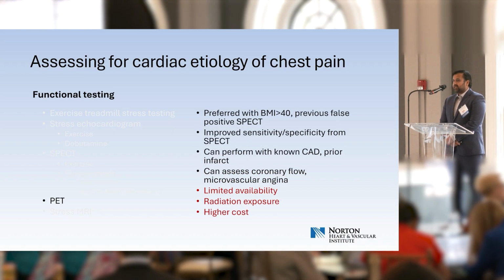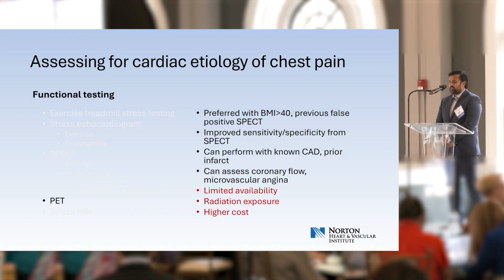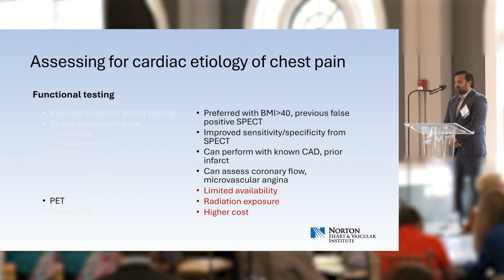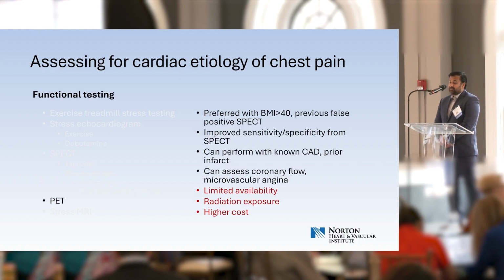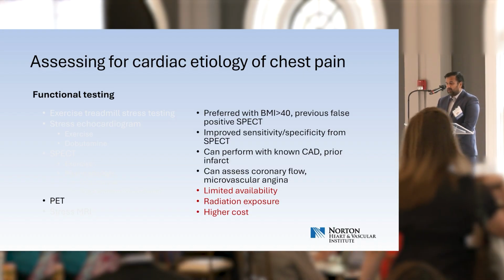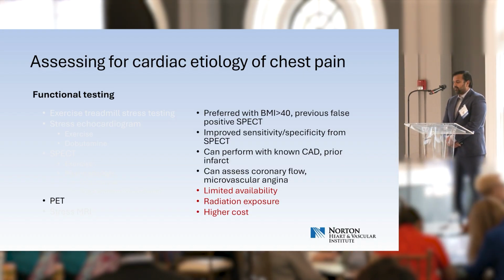PET imaging is similar to SPECT. It does have improved sensitivity and specificity over SPECT, primarily because we're able to quantify blood flow, assessing myocardial blood flow reserve. We prefer this in patients who have large BMI, so BMI over 40, or sometimes when patients have had false positive SPECT tests in the past. We are able to attenuation correct, so we are able to correct for some of the problems that we have in our SPECT imaging, in patients who have difficulty with SPECT imaging.